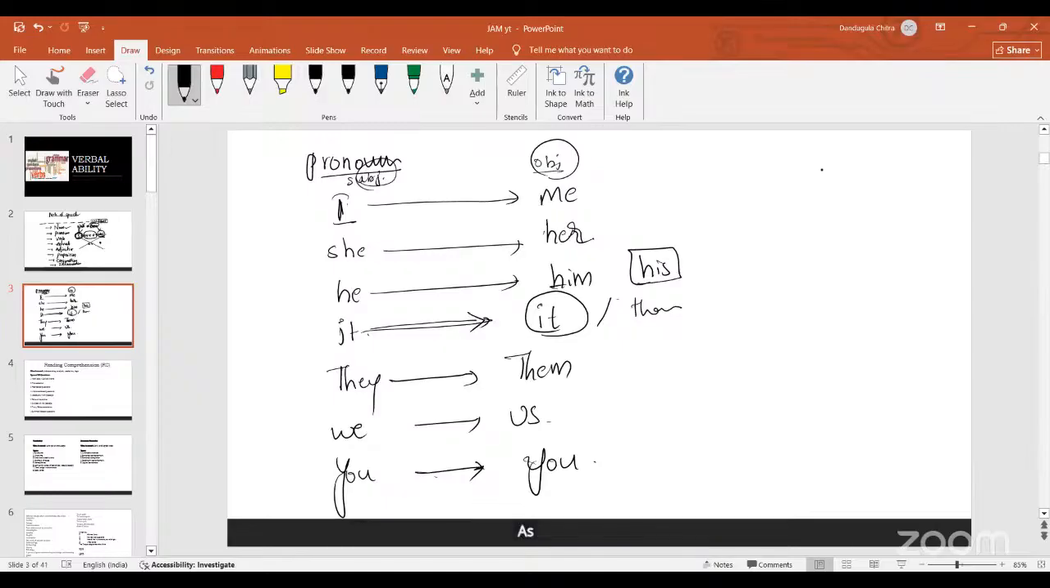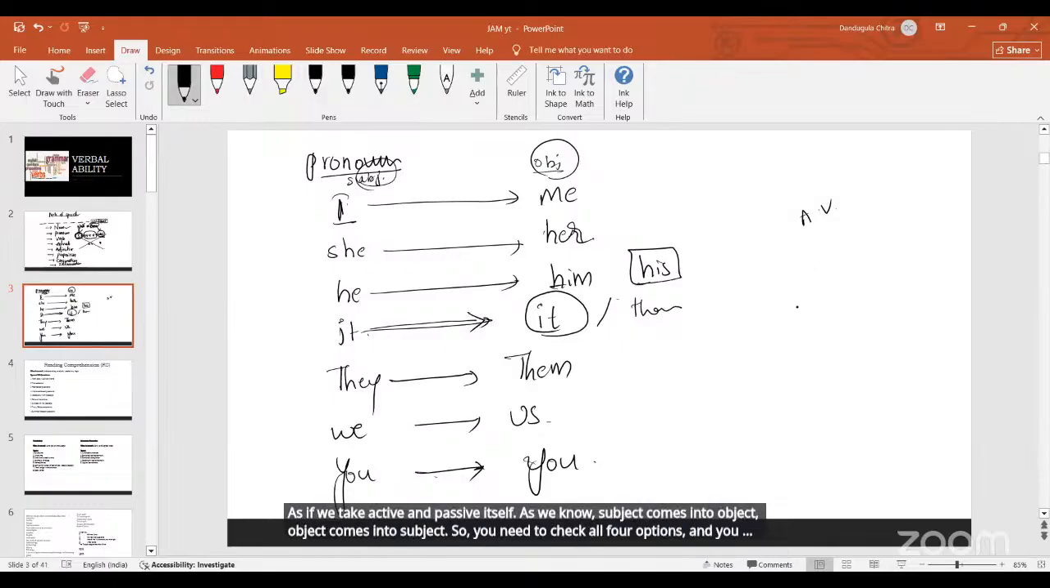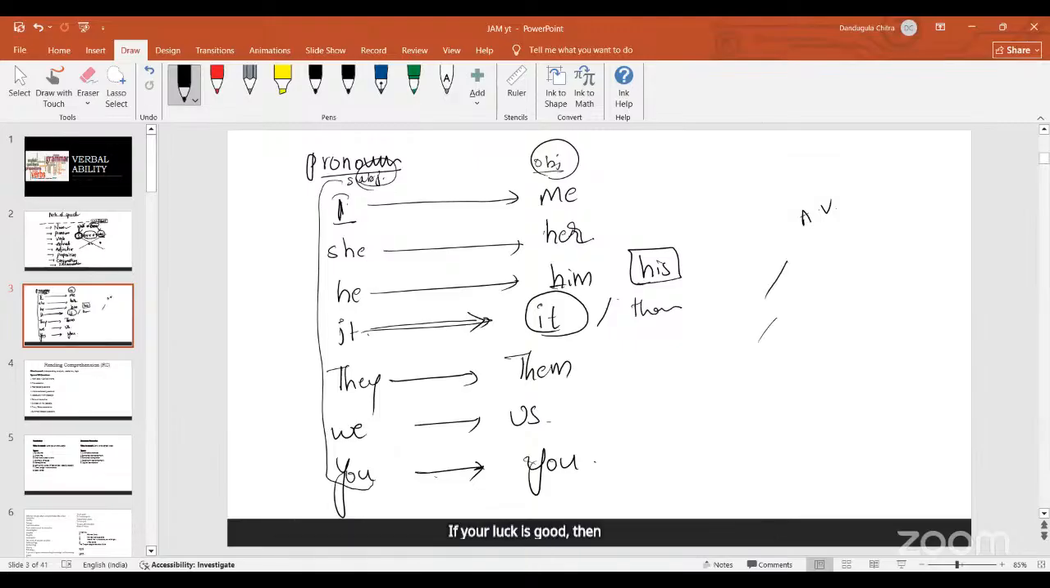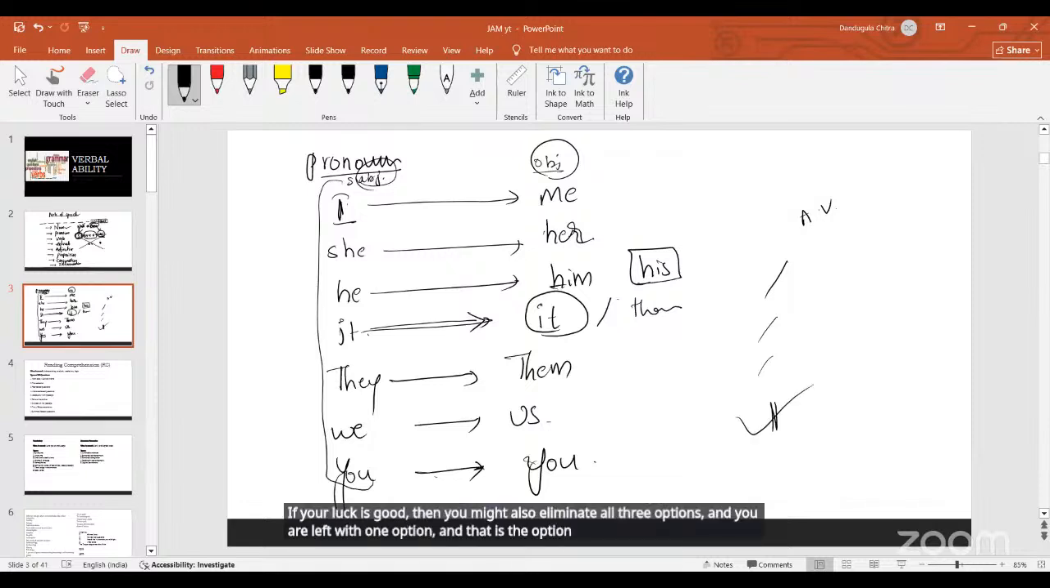If we take active and passive, as we know, subject comes into object, object comes into subject. So you need to check all four options, and you can easily eliminate the options which have the same subjective pronouns at the objective position. If your luck is good, you might eliminate all three options and be left with one option, and that will take only 2 to 3 seconds. So this is how you need to identify subjective and objective pronouns. There are a lot of pronouns. Simply, any word which we use instead of a particular name or noun is nothing but a pronoun.